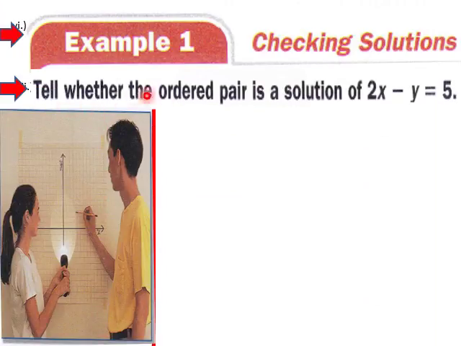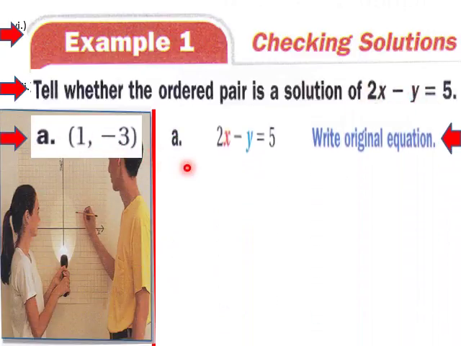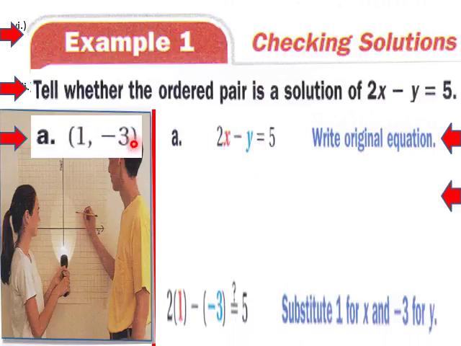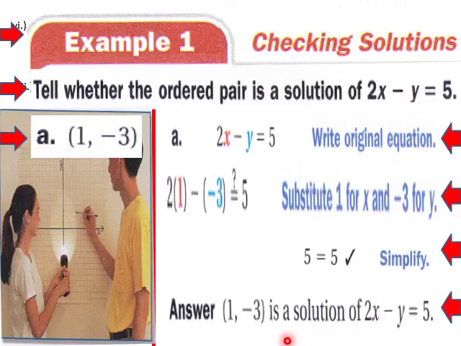Checking solutions. Tell whether the ordered pair is a solution of this equation here. So we have this ordered pair. How do we check that? Well, we plug it in. Here's our x and y. So we plug in those values and see if that equals 5. And it does. So this would be on the graph of the solution for this equation. 1, negative 3 is a solution of 2x minus y equals 5.